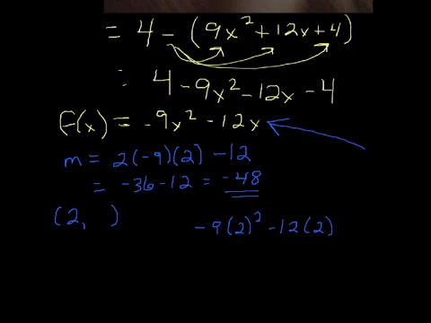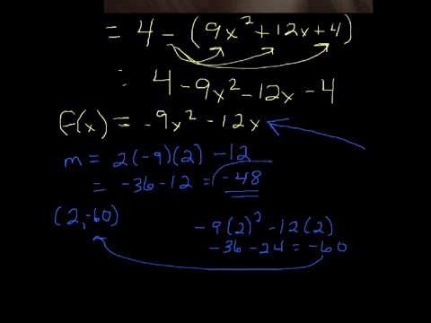So don't forget, when you do this, if you're not going to use synthetic division, just make sure you're using order of operations. 2 squared is 4, and 4 times negative 9 is negative 36, minus 24. So we get negative 60. That's our y value. So now you have slope, and you have your x and y.